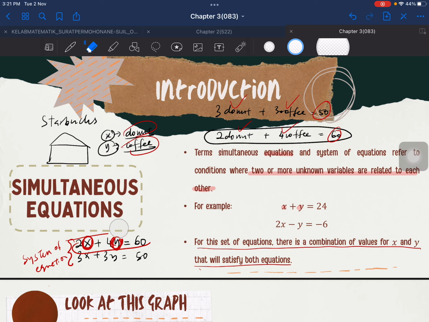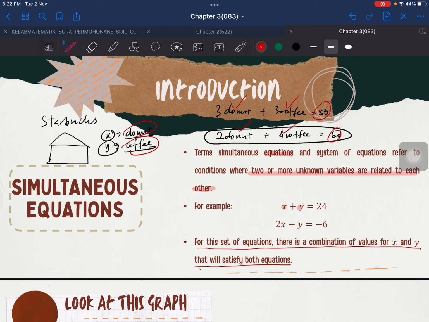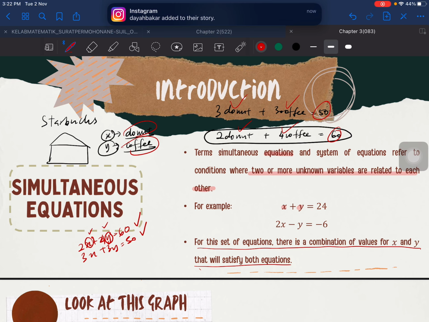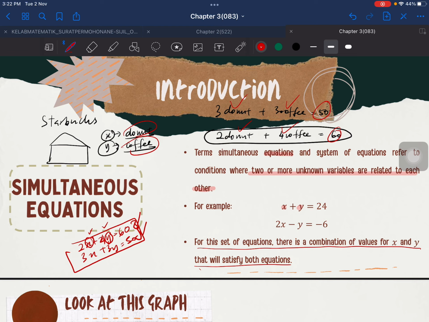Caranya adalah, kalau kita ada equation yang mempunyai dua unknown, kita perlukan sekurang-kurangnya dua equation. Macam tadi, kita ada 2x tambah 4y sama dengan 60. Satu lagi kita ada 3x tambah 3y sama dengan 50. So kita ada equation yang pertama, equation yang kedua, unknown yang pertama, unknown yang kedua. So if you have an equation with two unknown, you need at least two equation baru kita boleh solve. So solving these two equation, we call it as a simultaneous equation. Kita kena solve persamaan ni serentak. That's why dia panggil sebagai persamaan serentak.